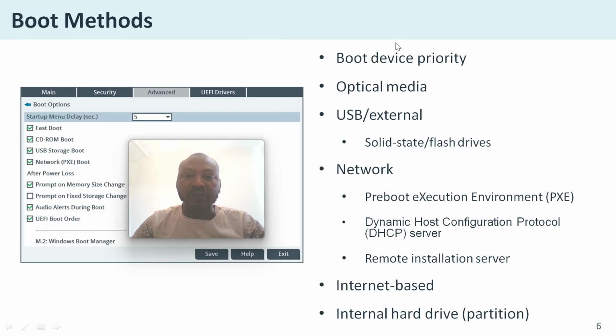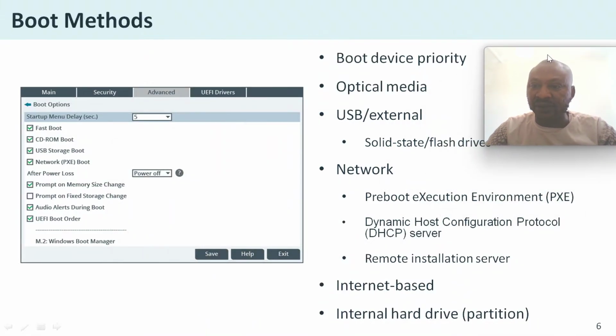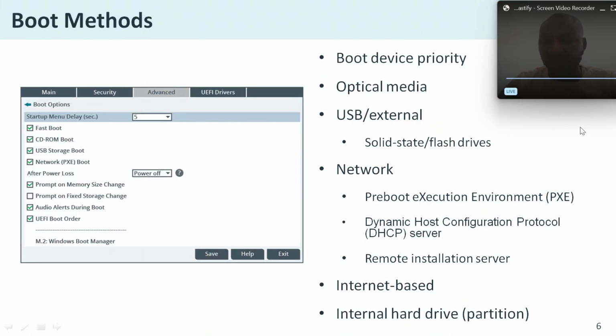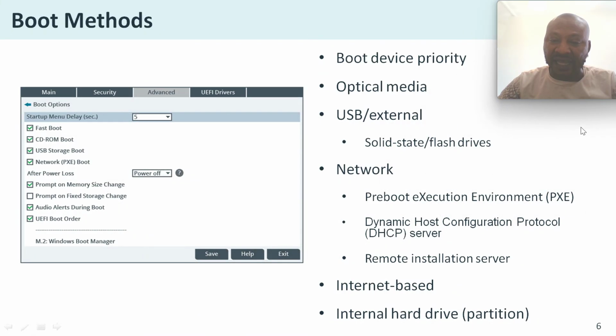Now we also have a boot method. The boot method tells how your system starts when you're doing installation. If you are installing for the very first time, you need to decide where you are installing from, the set of files you use to install the OS. Are you installing from a USB? For instance, if you want to install Windows 11, where are the Windows 11 files located? Where will the system get the files from?